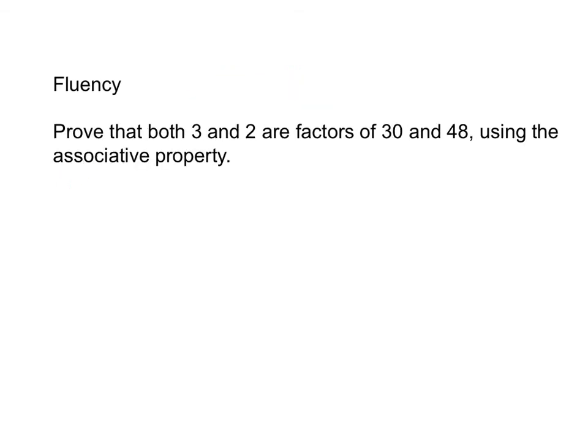So now we're going to prove that both 3 and 2 are factors of 30 and 48, and we're going to use the associative property. So we started off on the previous slide. So we're going to write 30 is equal to 6 times, you should have said 5. Now, we can also say, well, 6 is 2 times 3, right? So those are also factors of it, times 5. And if we were to solve this one, 2 times 3 times 5 is 6 times 5 equals 30.